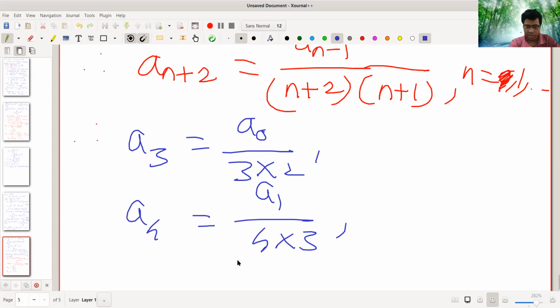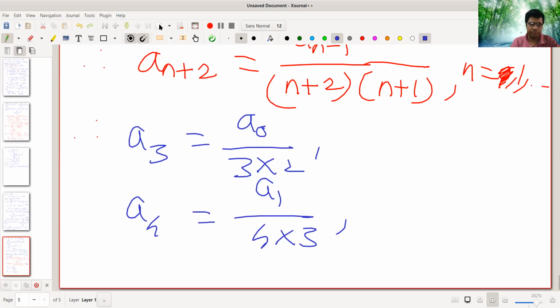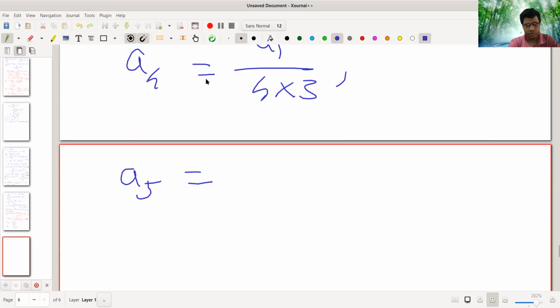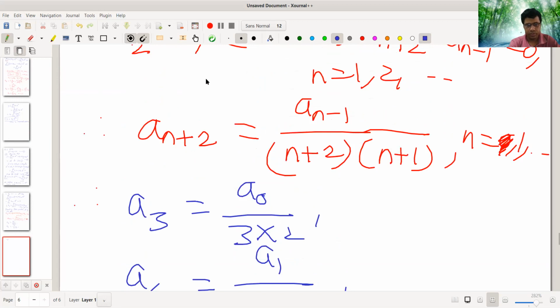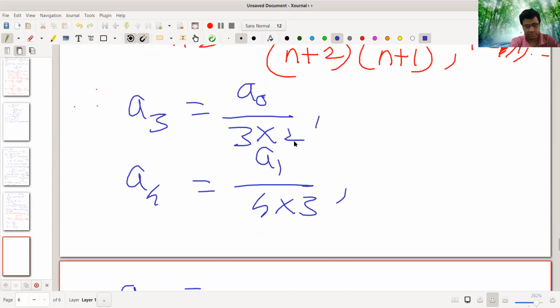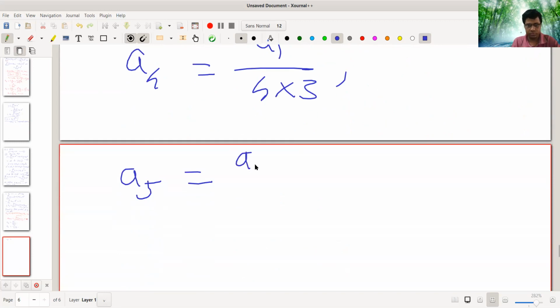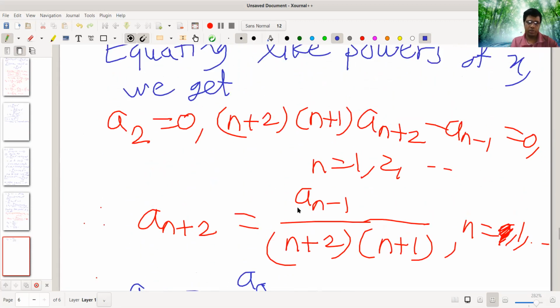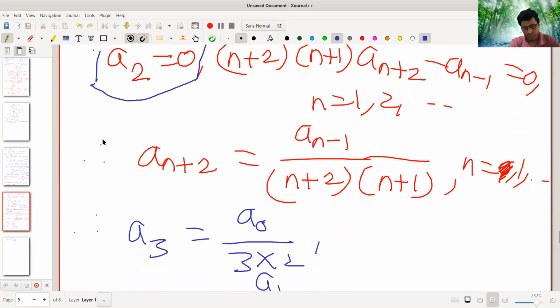Then a5 equals, 5 means n is 3. Okay, so 3 minus 1 is 2, a2 divided by 5 into 4. But a2 is already 0. Okay, a2 is 0. So a5 is also 0.